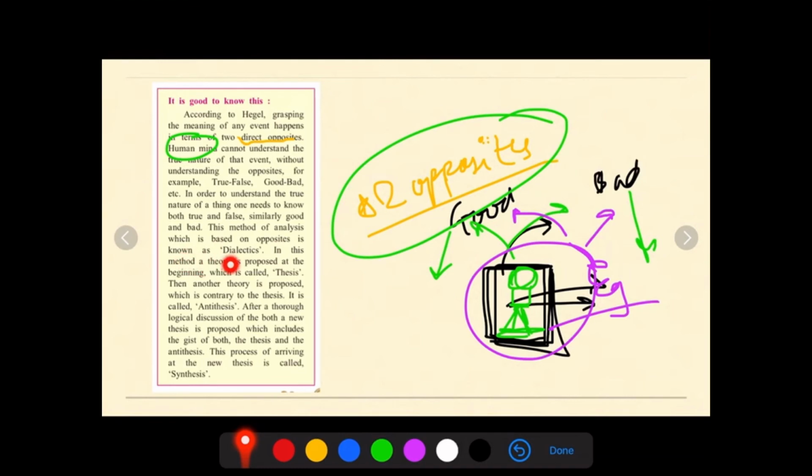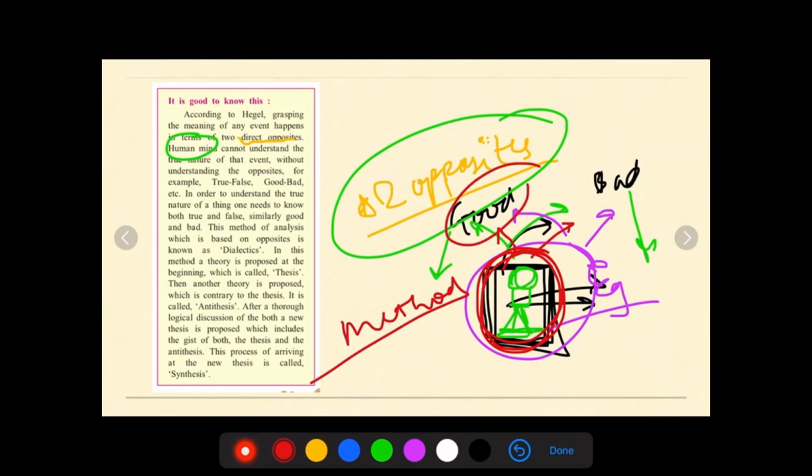Now this is a method. If I want to know the actual nature of this person, whether he is good or bad, whether he should be trusted or not, I have to know both the good and bad qualities of that person, right? This method of analysis, checking his good qualities, then bad qualities, and then telling whether this person is good or bad, this whole method is known as dialectics. Okay, a very important thing, which is dialectics.